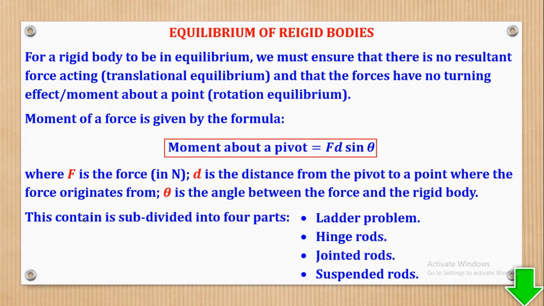This topic of equilibrium of rigid bodies can be subdivided into 4 parts. 1 is ladder problems, 2 is hinged rods, 3 is jointed rods, and 4 is suspended rods. The first 3 will be covered in this video, and the last one will be covered in the next topic, since they have the same concepts.